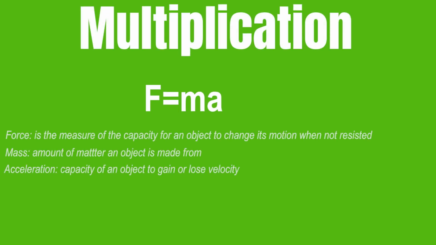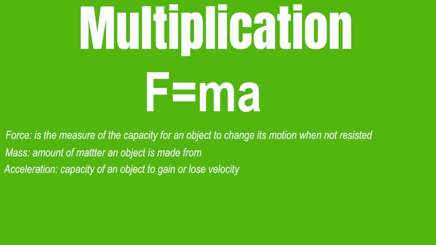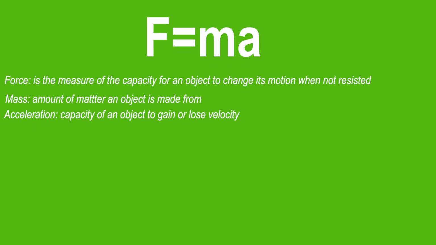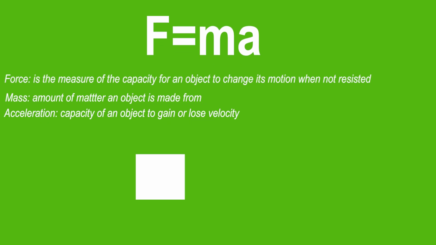We will use this famous formula, force equals mass times acceleration, to show you. The definitions are given below the formula. To understand multiplying, pretend we have this object and it's accelerating. We want to know the force acting on the object, so the capacity of this object to change its motion when not resisted. Okay, so first let's begin by defining the object.